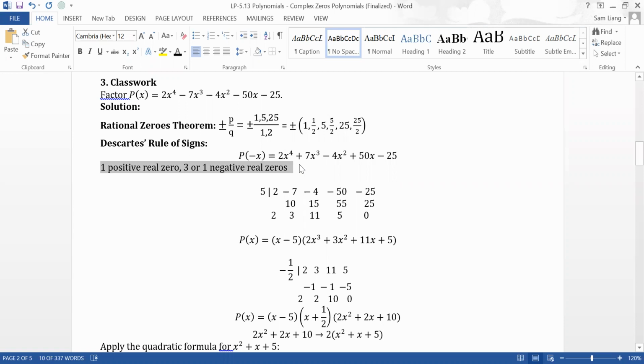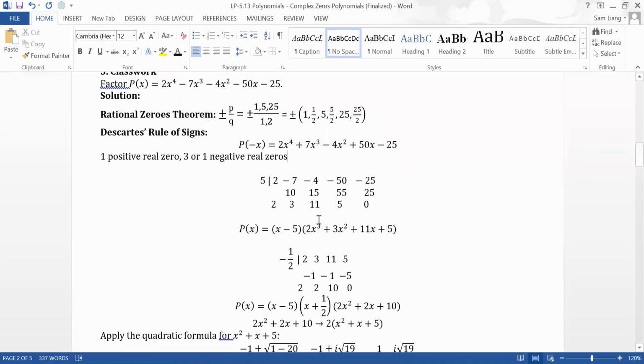Anyways, I'm going to plug in 5 for a zero, and we can confirm using synthetic division that it is an x-intercept or a zero of this polynomial. So we get 2, 3, 11, 5, 0 for our bottom row, which means that the polynomial can be written as x minus 5 times 2x cubed plus 3x squared plus 11x plus 5. Right, remainder 0. So that tells us that it is a zero.